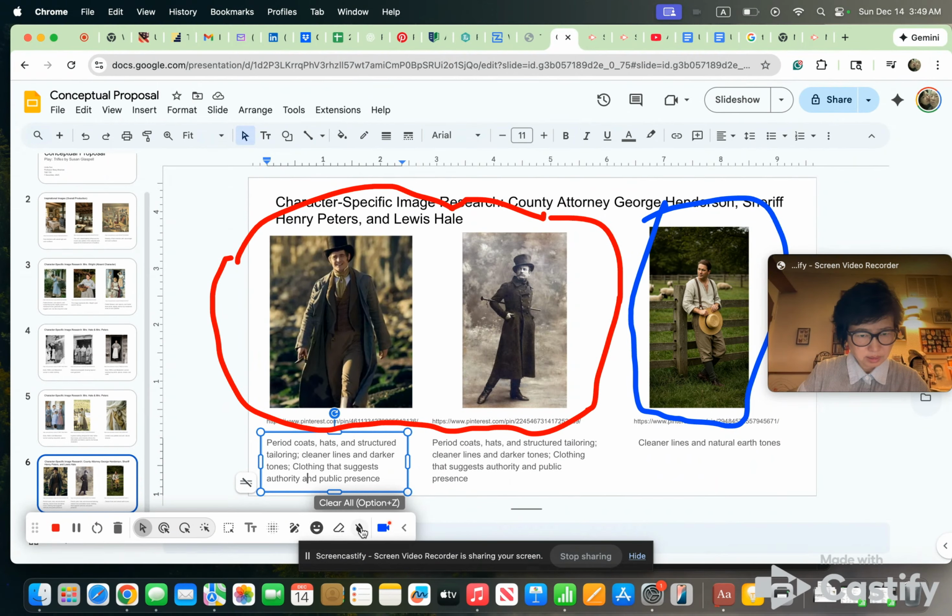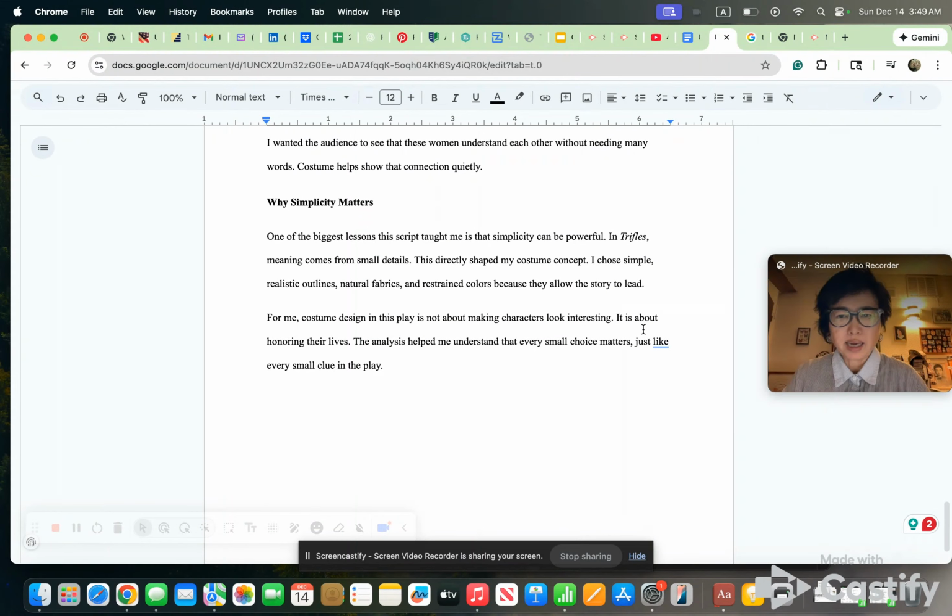So, in closing, one of the biggest lessons the script taught me is that simplicity can be powerful. In Trifles, meaning comes from small details. This directly shaped my costume concept. I chose simple, realistic outlines, natural fabrics, and restrained colors because they allowed the story to lead.